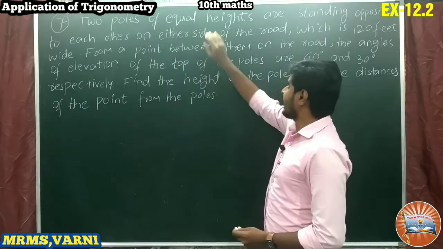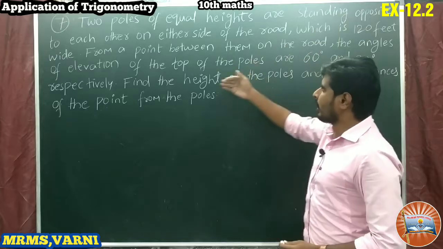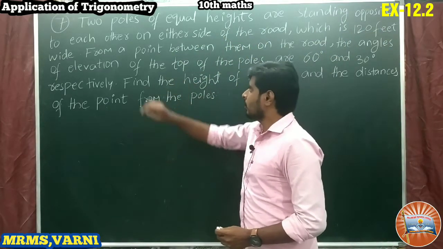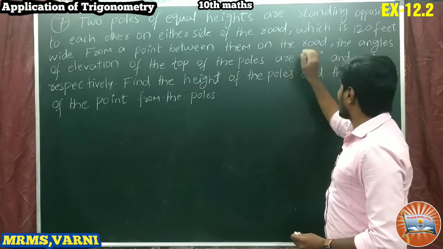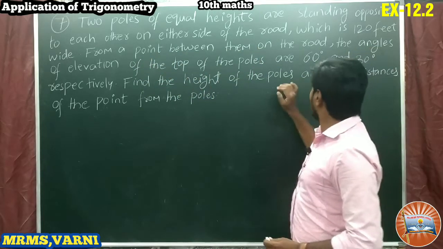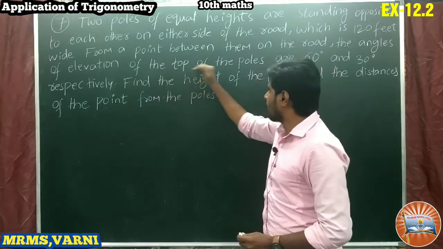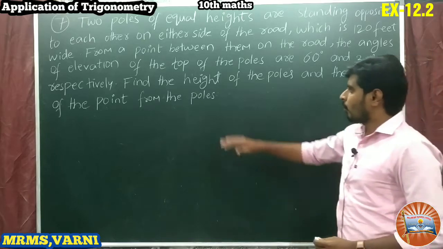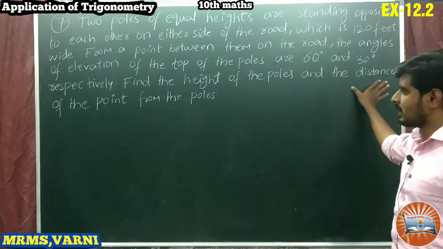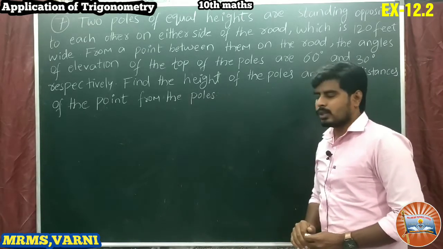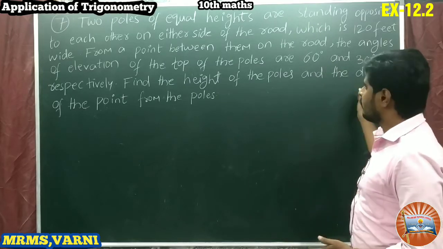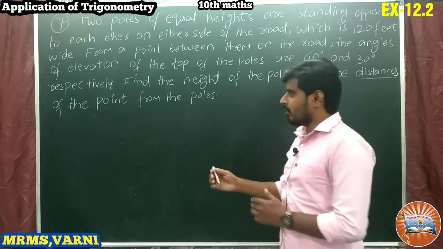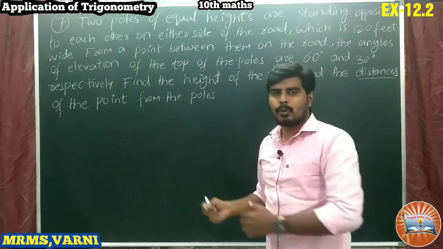Two poles of equal heights are standing opposite to each other on either side of the road, which is 120 feet wide. From a point between them on the road, the angles of elevation of the top of the poles are given as 60 degrees and 30 degrees respectively. Find the height of the poles and the distances of the point from the poles. So here we have to find the height of the poles as well as the distances between the point and the poles.